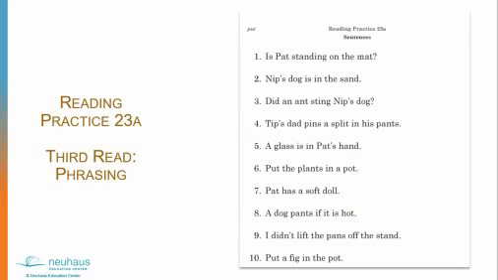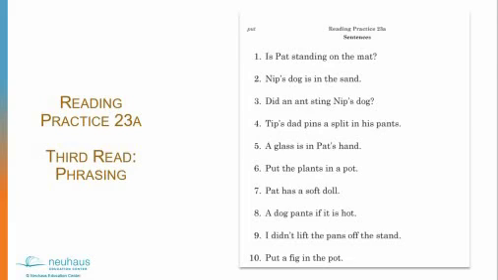The third fluency read is for phrasing. When we read, we want to sound as if we were speaking to a friend. We don't want to speak too fast or too slow. We also want to take breaths in appropriate places. Everyone has a different way of phrasing or how they group words together.